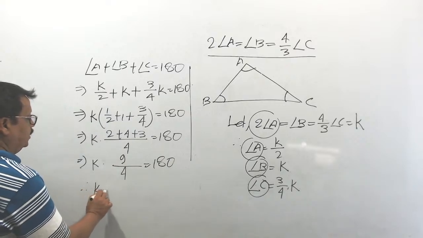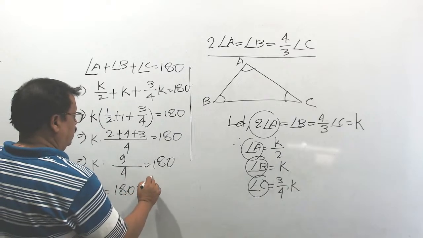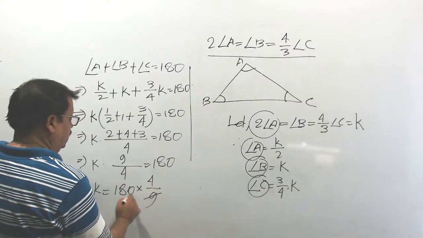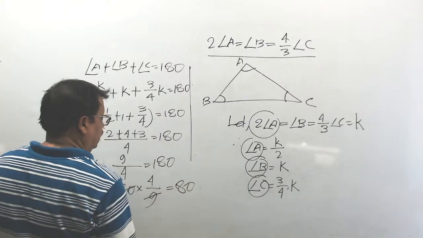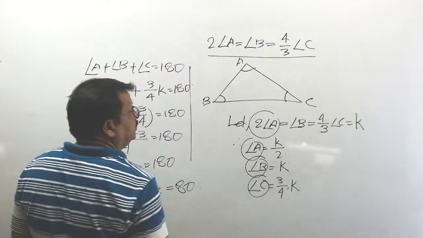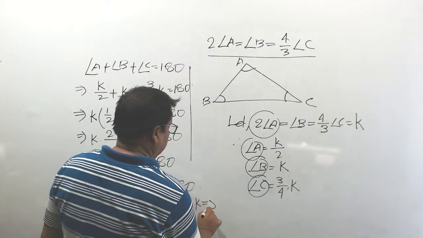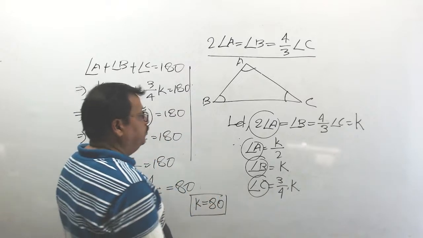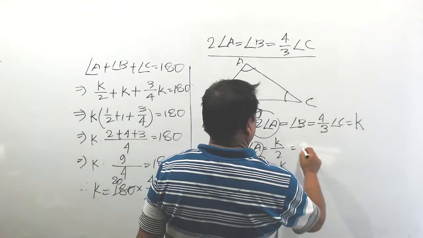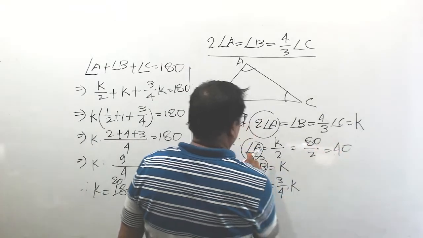Therefore, K is equal to what? 180 into 4 by 9. 20, that is 80. The value of K, you got what? 80. K is equal to 80. Understood? K is equal to 80. So put the value of K here. That is 80 by 2. That means what? 40. Angle A is equal to 40.